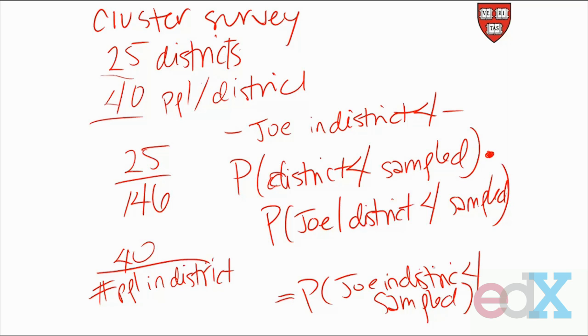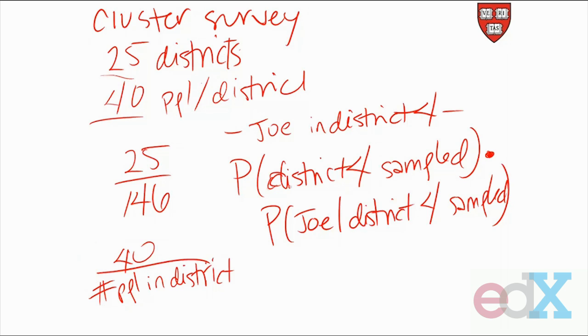This comes from the stuff we learned in week 3. So the probability that District 4 gets sampled is essentially just 25 over 46, since we've used random sampling. The probability that Joe, who lives in District 4, gets sampled is simply 40 over the number of people in the district, since we've used simple random sampling. So to calculate this probability, we just multiply the 2 finite population corrections. And to get our survey weight, we invert that.